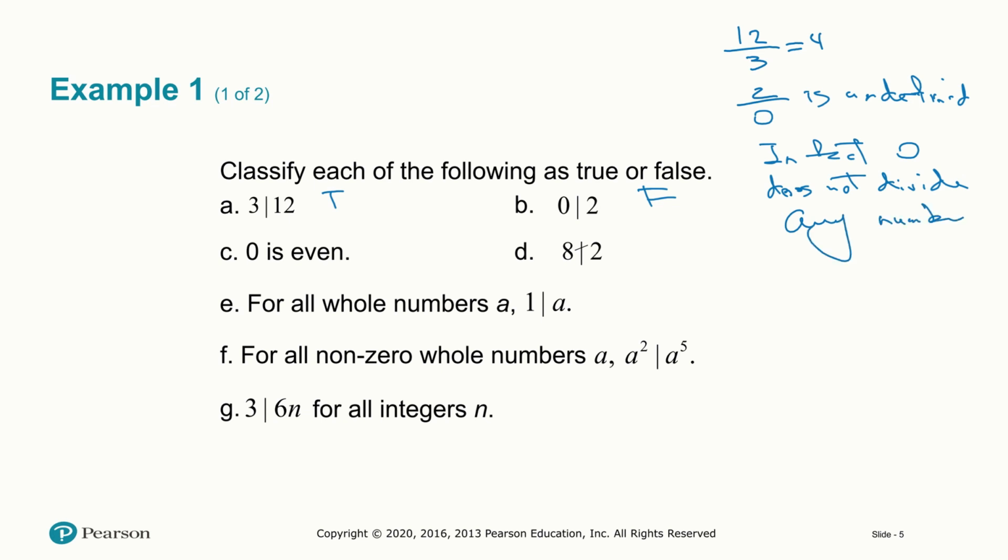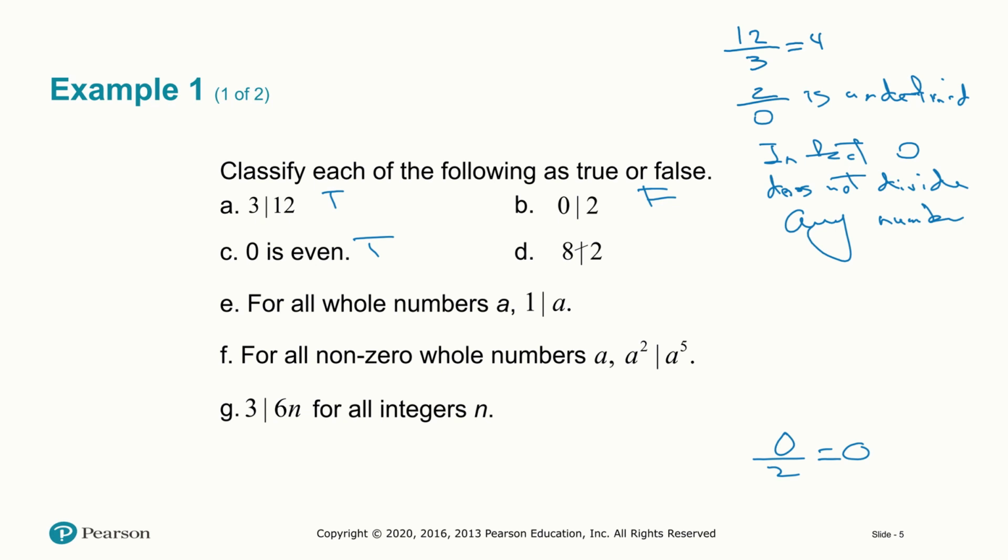All right. How about the fact that 0 is even? Is that true? Sure, because remember, 0 is divisible by 2, and any whole number which is divisible by 2 is going to be called even. So therefore 0 is even. Remember that 0 divided by 2 is just 0. So that's a clean division, so it is even.